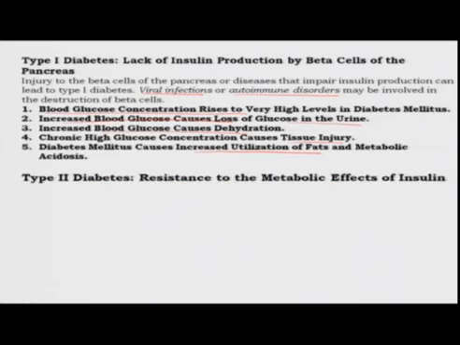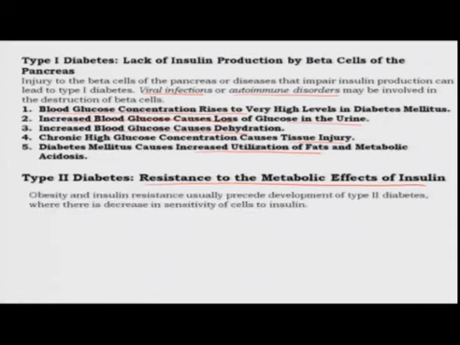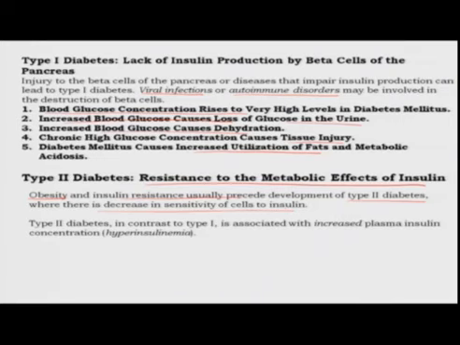Now, type 2 diabetes is the resistance to the metabolic effects of insulin. What happens usually in fat or obese people is that insulin resistance happens before the development of type 2 diabetes. So, there is a decreased sensitivity of the cells to insulin. They do not take up glucose in response to insulin, right, and the blood glucose level remains high. So, type 2 diabetes in contrast is associated with increased plasma insulin level. So, it remains the same.